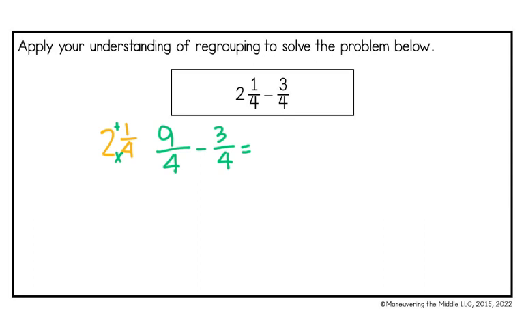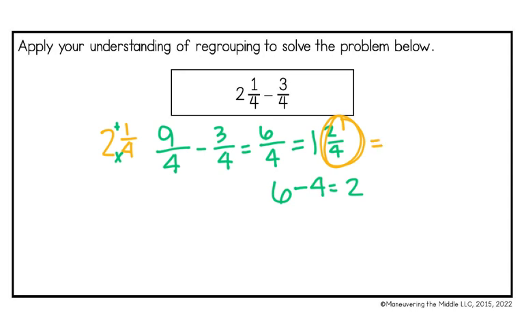So 9 minus 3 is 6. I have 4 over 4, which is 4. So I know that 4 can go into 6 one time, but I need to know how much is left over. So I'm going to do 6 minus 4, which gives me 2. So I have 1 and 2/4. Now I can simplify 2/4 even further because I know that 2 times 2 is 4. So 4 can be divided by 2. So I can simplify this to 1 and 1/2, which is our answer.